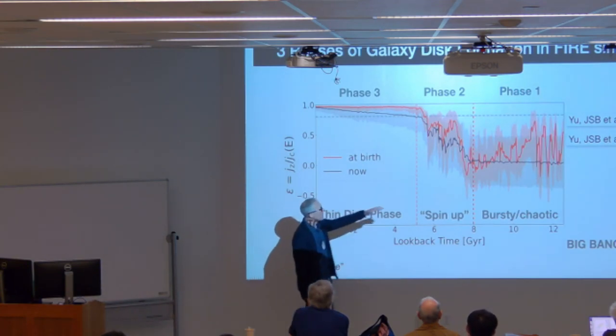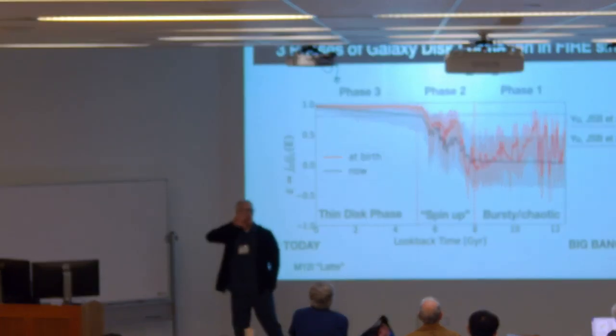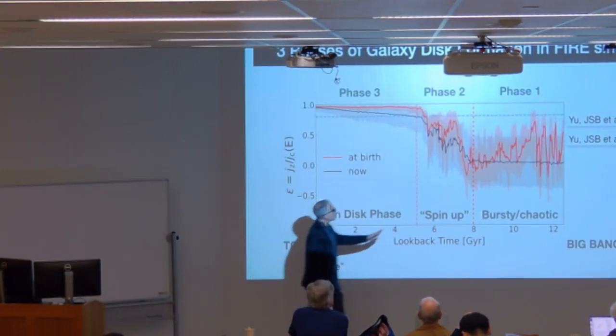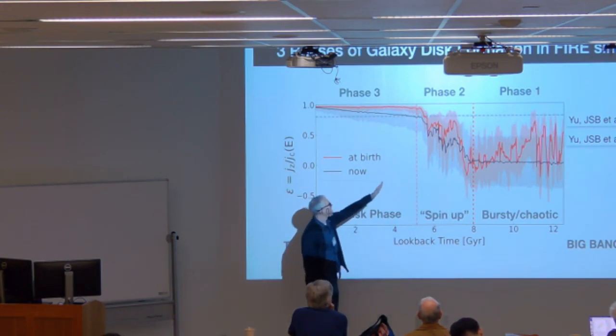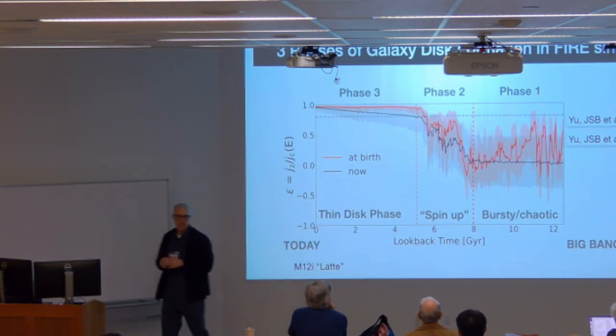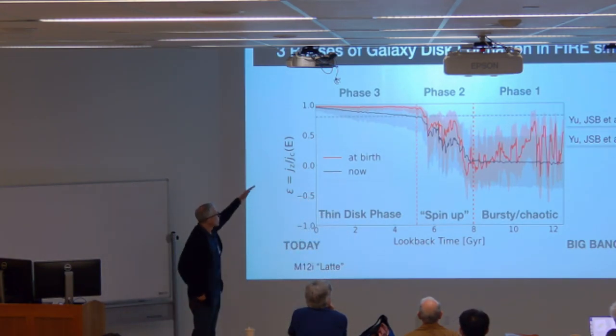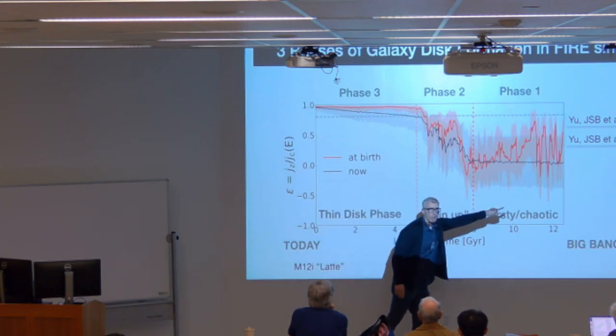So early on, the circularities are pretty chaotic. It's jiggling up and down. This is sort of a bursty, chaotic phase. And then at some point, they start to align, they spin up, and then there's another point where they snap to 1, and that's the thin disk. If you look at where those stars are now, the features are actually very similar. It just becomes more regular and smeared out.